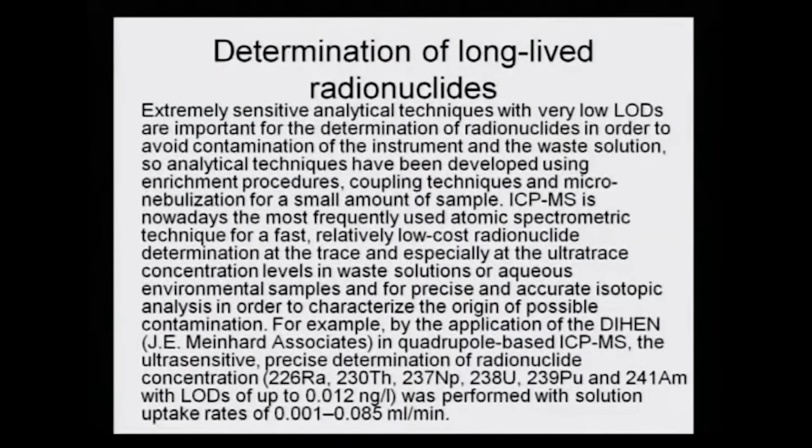The ICP-MS is nowadays the most frequently used atomic spectrometric method, a technique for fast, relatively low cost radionuclide determination at the trace and especially at the ultra trace concentration levels in waste solution or aqueous environmental samples, and for precise and accurate isotopic analysis in order to characterize the origin of possible contamination.